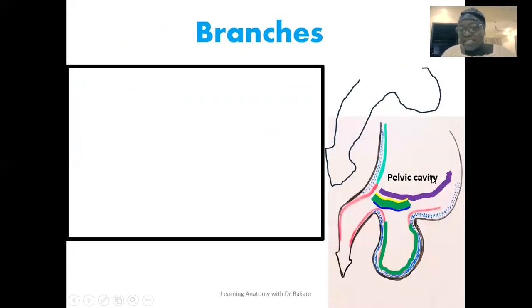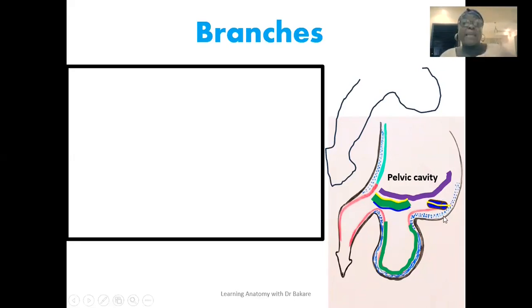If you use this image by the side here, this is where we have the pudendal canal. By now, we know that the internal pudendal artery is located here within the pudendal canal, and this is what is highlighted here in yellow. Before we start to highlight the different branches that it gives, let's highlight the different structures that are located around the pudendal canal.